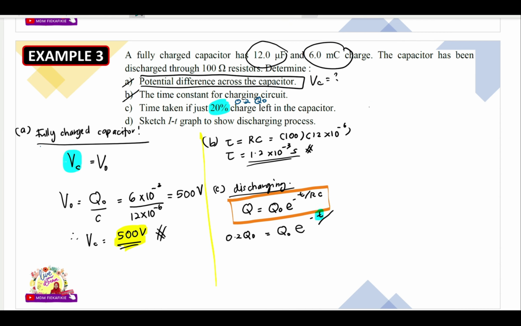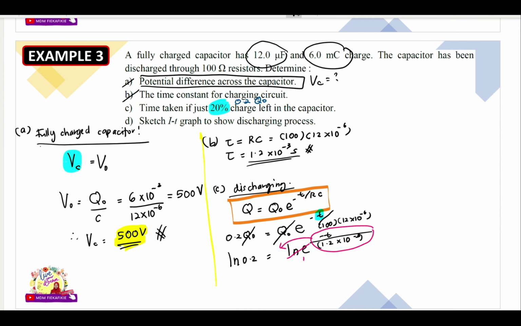So R dia dah bagi 100, and then C is 12 micro. Okay, so Q0 kita boleh cancel out and we can take ln for both sides. So negative t over 1.2 times 10 power of negative 3. So this is actually the time constant tadi lah, RC. So this one would cancel. Mathematics ni jadi 1. Yang ni semua bawa pergi ke depan.